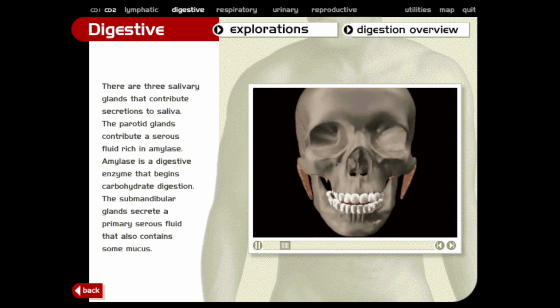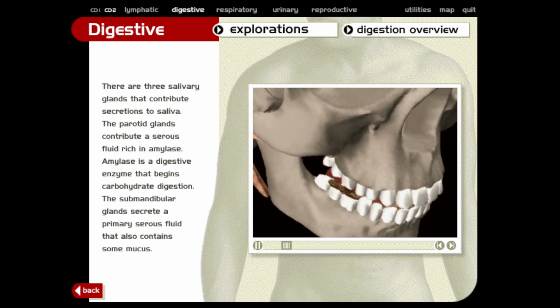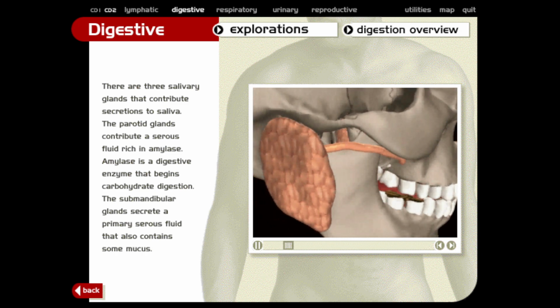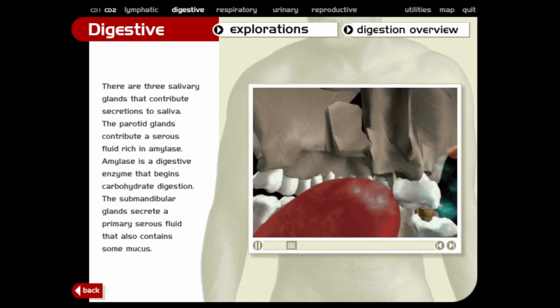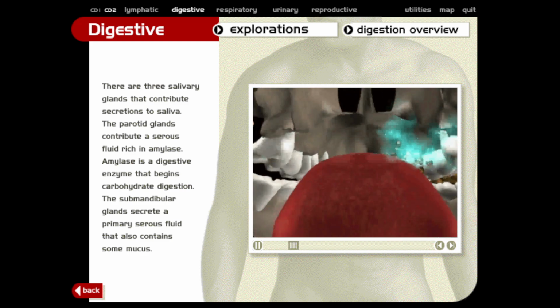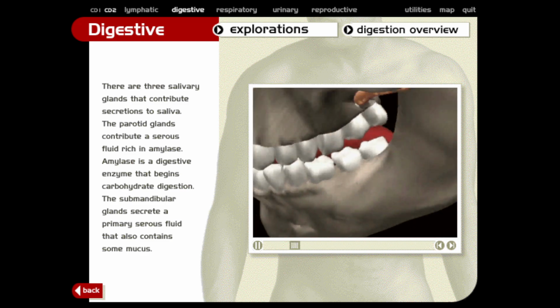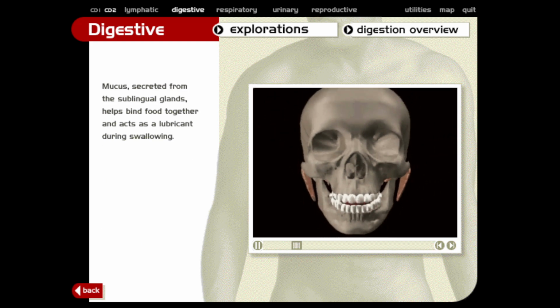The parotid glands contribute a serous fluid rich in amylase. Amylase is a digestive enzyme that begins carbohydrate digestion. The submandibular glands secrete a primarily serous fluid that also contains some mucus. Mucus secreted from the sublingual glands helps bind food together and acts as a lubricant during swallowing.